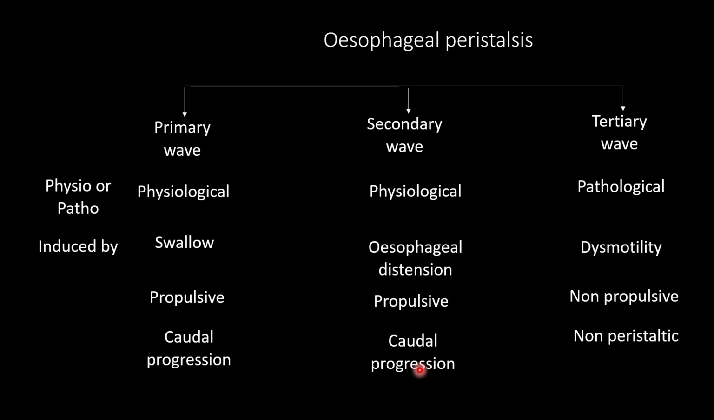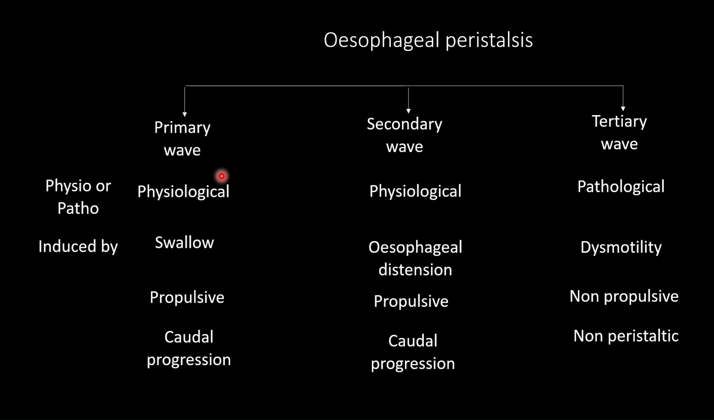Now, esophageal peristalsis mainly consists of three waves: the primary wave, the secondary, and the tertiary. Primary and secondary waves are always physiological. The tertiary wave can be physiological or pathological. The primary and secondary waves go in a single fashion from the cranial to the caudal direction.